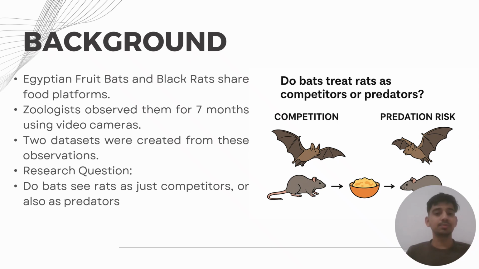Bats and rats often eat from the same food source. To understand their behavior, biologists observed them for 7 months in a semi-natural bat colony. The key question is, do bats treat rats as simple competitors for food, or do they see rats as competitors showing fear and danger?